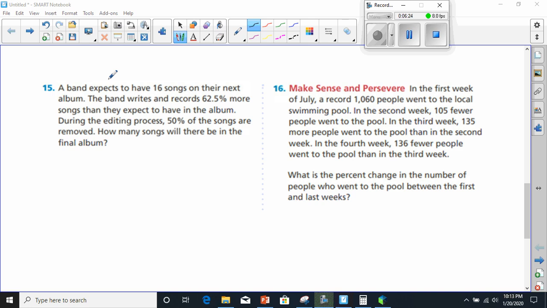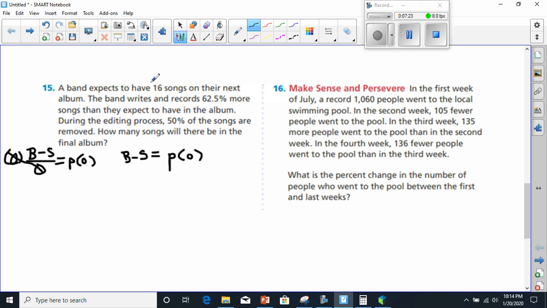On number 15, it says the band expects to have 16 songs on their next album. So when the band writes and records, they get 62.5% more than they expected to have. Well, if we set this up as our formula, big number minus small number divided by the original number, it's going to equal the percent of change, okay? Then we can go ahead and work this backwards. We can multiply the original to each side, which means that the big number minus the small number has to be equal to the percent of change times the original number.